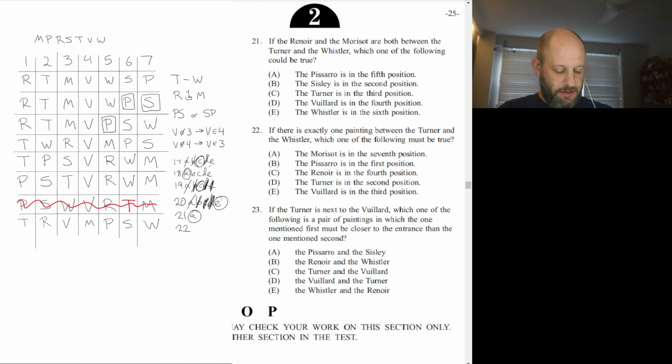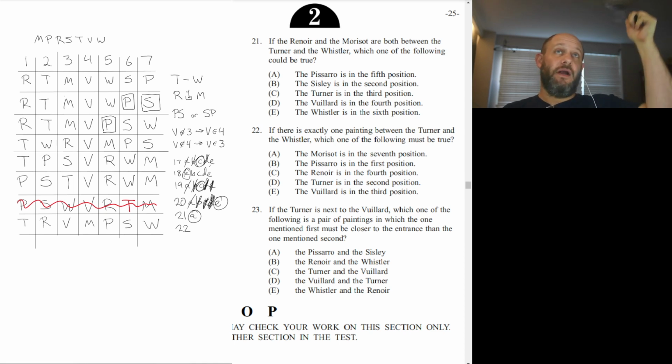So let me put my row line here. 22. If there is exactly one painting between T and W, which of the following must be true? Okay, where have I done that before? Not in the first row, not in the second row, not in the third row, not in the fourth row, not in the fifth row, not in the sixth row, not in the seventh row. I've never done it with T and W split by only one. How am I going to make it happen? Well, again, I may just have to take a flyer here and try some stuff and see what works out.